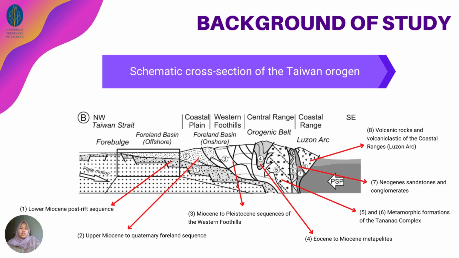So here is a schematic cross-section of the Taiwan orogen. As you can see from this diagram, it's actually a form of one passive margin where the orientation plate moves more to the southeast.